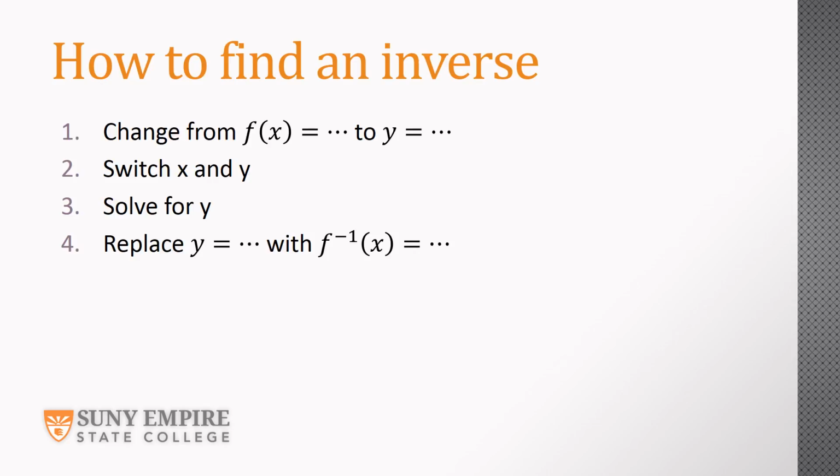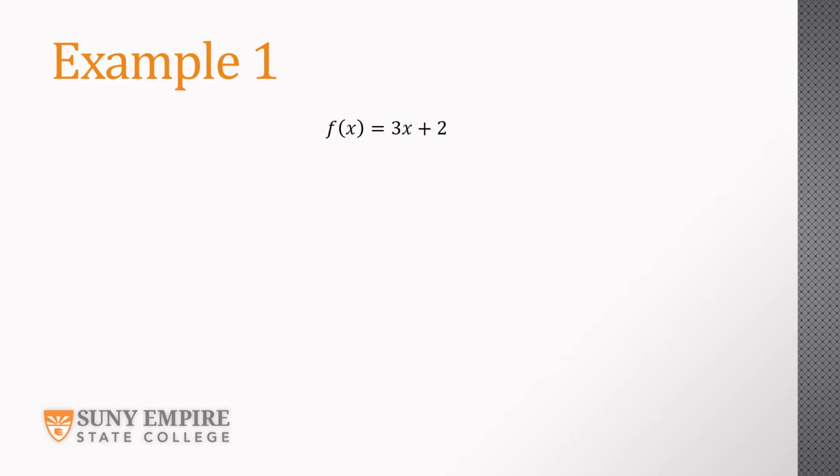If this is impossible, then the function has no inverse. Finally, switch back to function notation. Write the inverse as f inverse of x equal to whatever we had solved y equal to. Let's see a couple of examples.